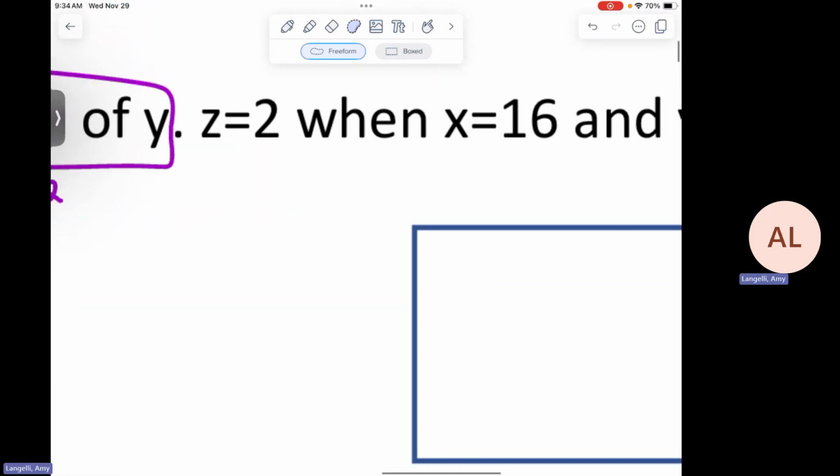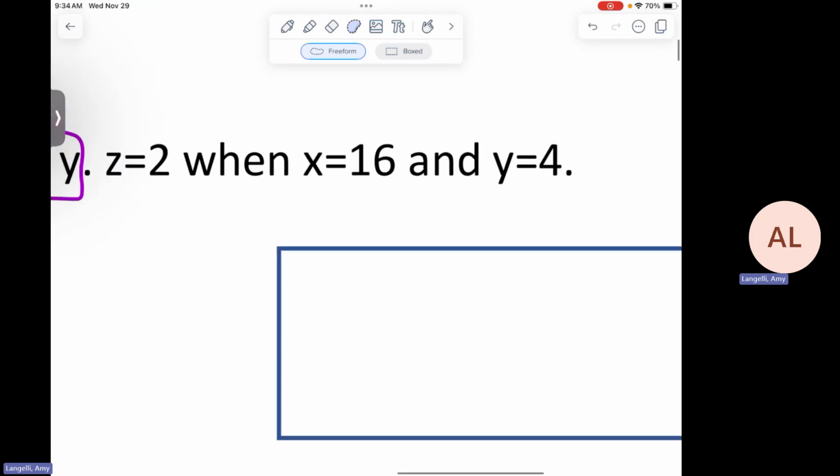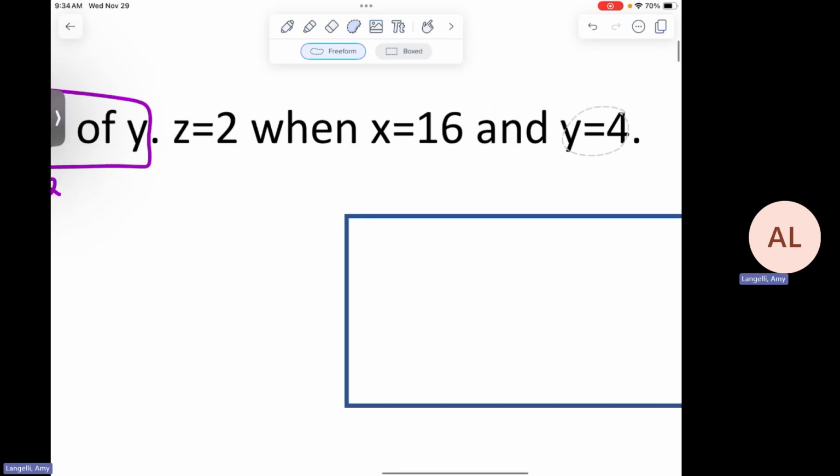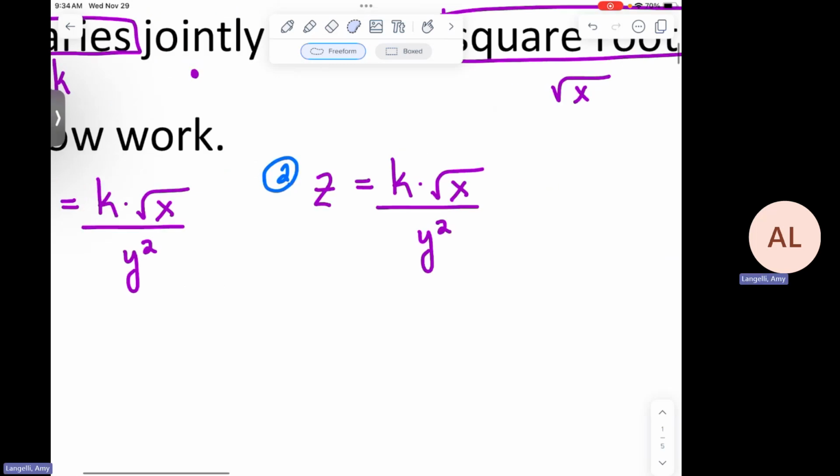So Z is going to get a 2. I'll leave that there if you want to fill yours in. Z is going to get a 2. X is going to get a 16. Y is going to get a 4. And I made them have square roots on purpose. I'm going to go back and fill mine in. So Z is going to get a 2. Did X get a 16? And Y was a 4?